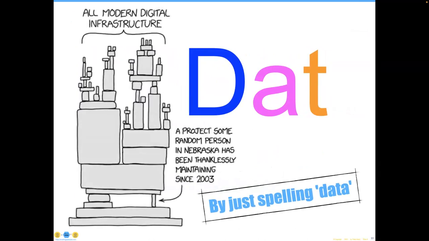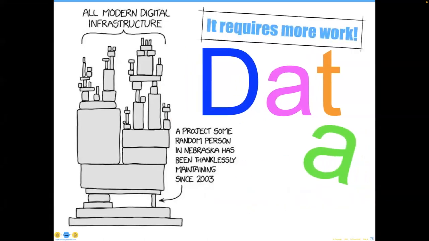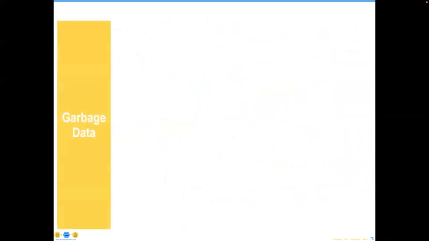In many cases, again, a wonderful cartoon, I wish I knew the origin of it because it's a very apt one, shows that in this case, some random person in Nebraska has a manual process upon which the entire house of cards, or the digitization effort, is dependent. It requires much more work if we're going to do that, because we all understand the principle of garbage in, garbage out. And while we do understand that principle, there are many who do not.